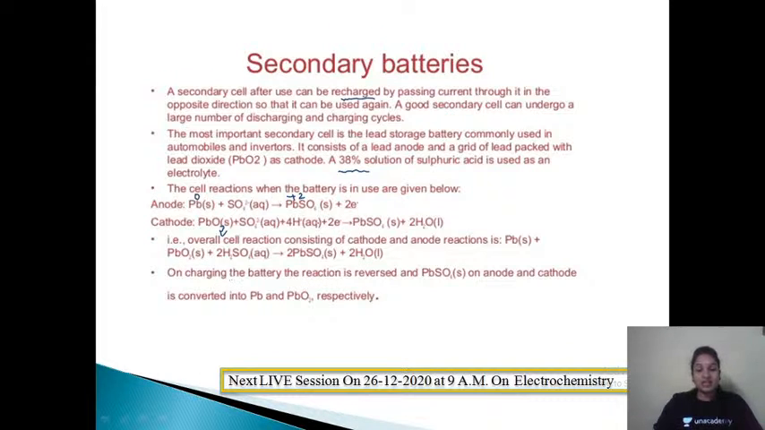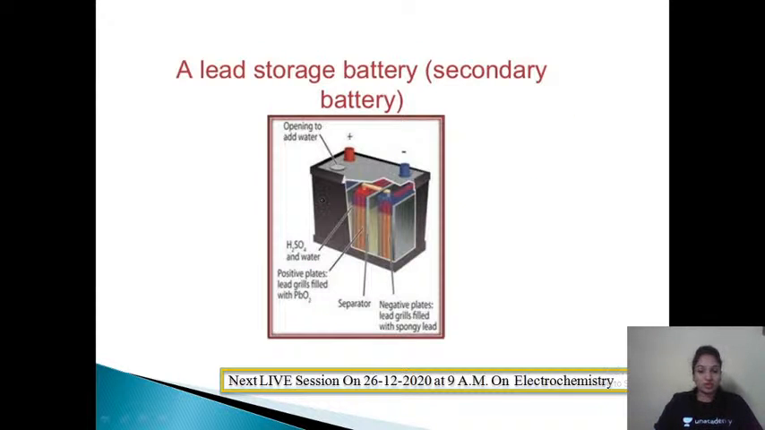On charging, the battery reaction is reversed, and lead sulfate at the anode and cathode is converted into lead and lead dioxide respectively. That means during discharge this reaction takes place, and during charging the opposite reaction takes place, meaning the anode will become the cathode and the cathode will become the anode, because the flow of current will be in the opposite direction. So this is very important. Here 38% sulfuric acid is used as the electrolytic solution. This is how a lead storage battery looks. You might have seen it in vehicles and even in inverters, wherever inverters have been placed.